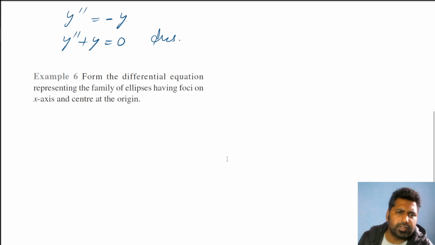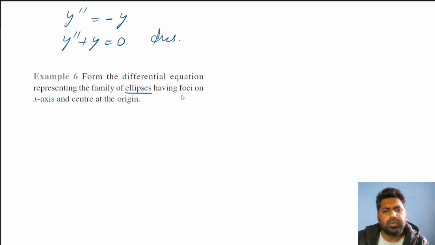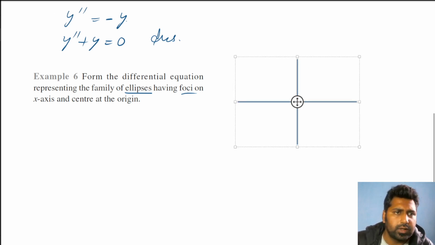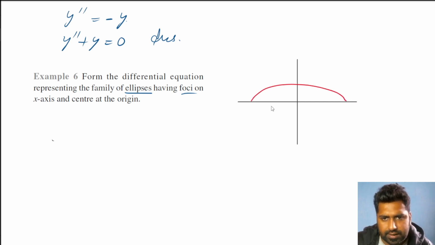He's saying form the differential equation representing family of ellipse. Again, don't worry about the family word. Point is, we have to write the equation of ellipse whose focus is on the x-axis. So basically now you require the basics of conic section. What is the general equation of ellipse? That is what you need. Whose focus is on x-axis.